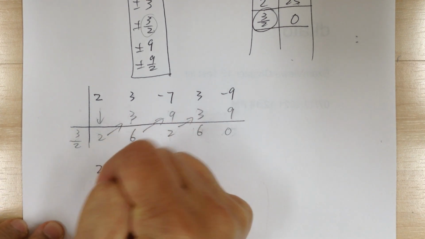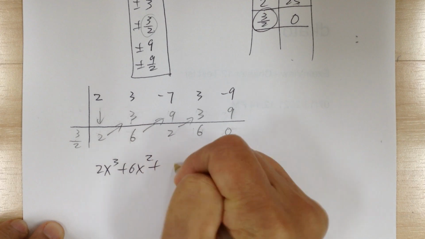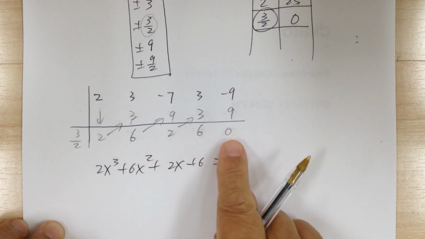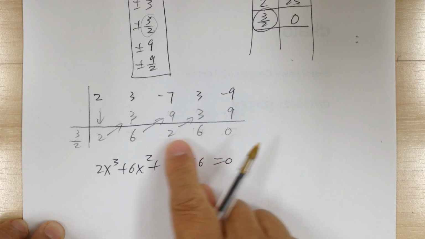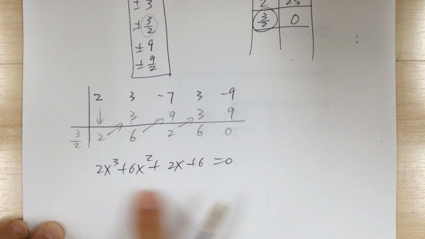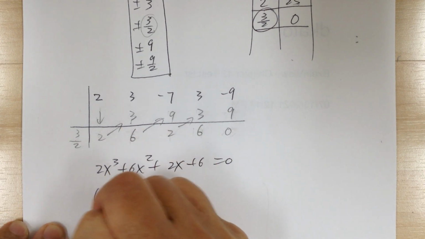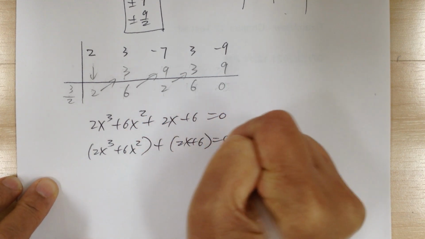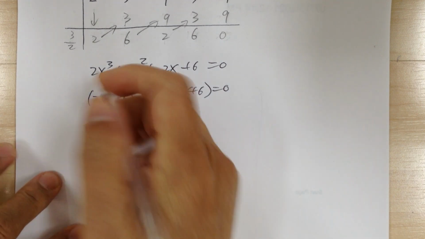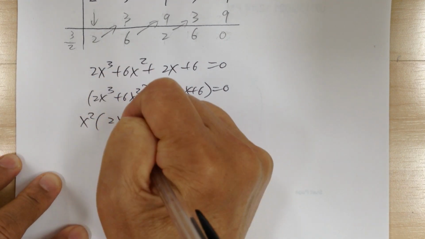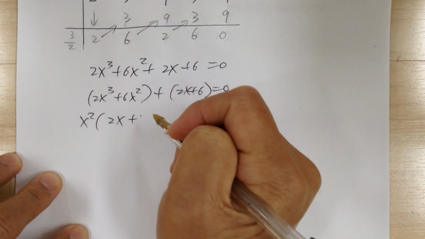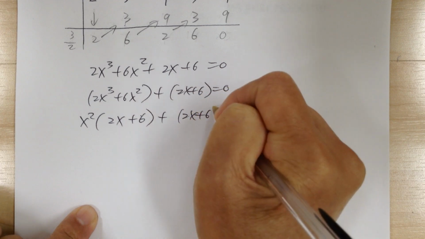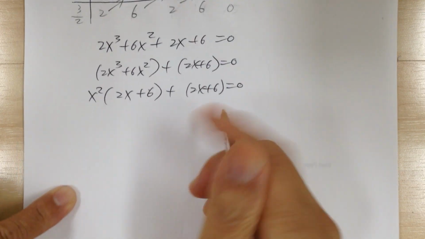So you're going to get 2x to the 3 plus 6x squared plus 2x plus 6 equal to 0. Right? Again, this is going to be the remainder. So the 0 power, 1, 2, 3 power. Right? Okay, so again, I'm going to group them, do the factoring using grouping. Okay. And then factor out the x squared. Then I'm going to factor out the 2x plus 6.